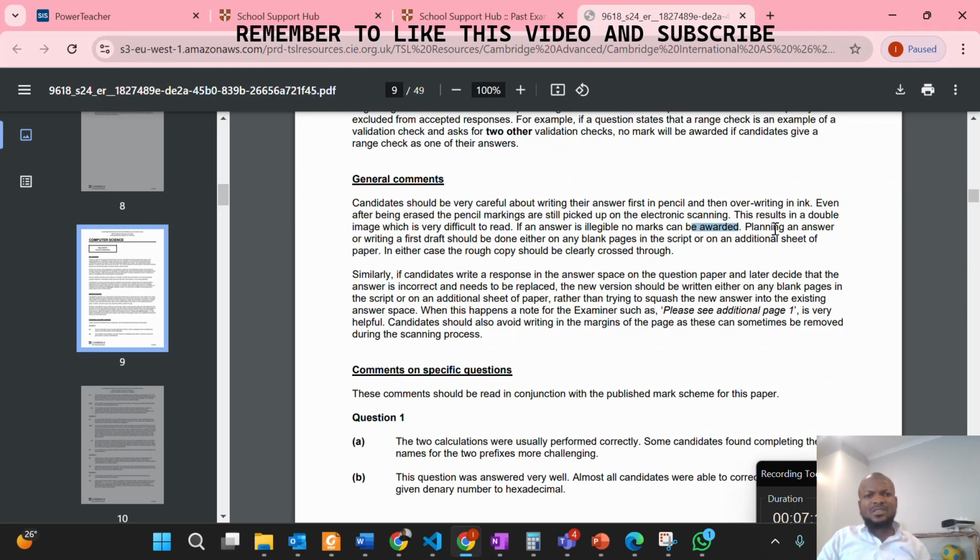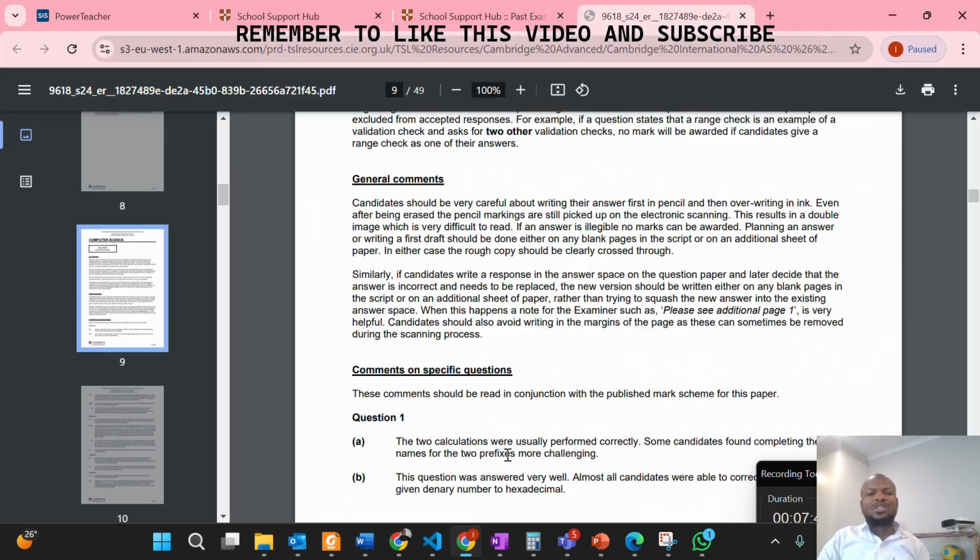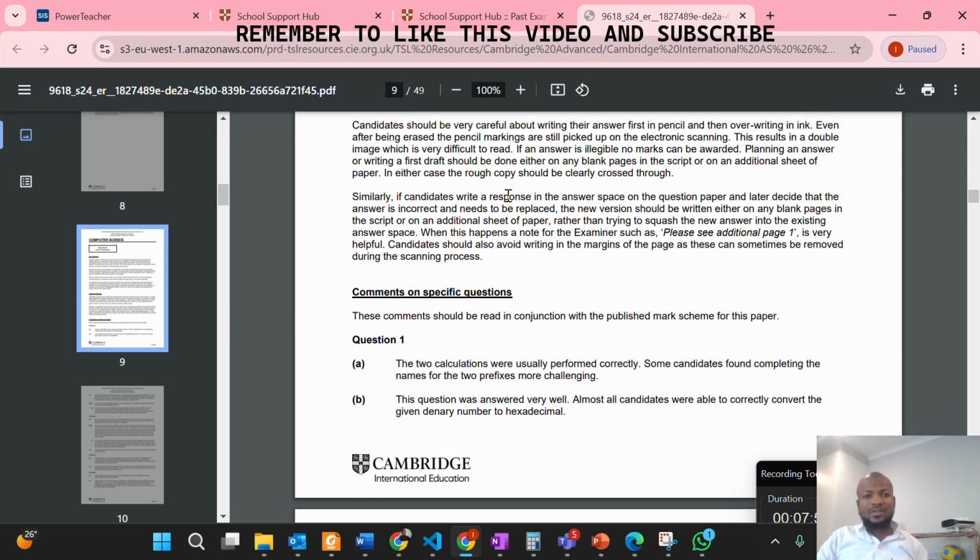Now, planning an answer or writing a first draft should be first done either on a blank page or in the script or in an additional script of paper. In either case, the rough copy should be clearly crossed through. So don't write in pencil here in your answer space and then put a pen on top. No, you can do that in an extra sheet or additional page provided in the question. So these are common mistakes students make in the exam questions and during exams, and this affects them. It affects their grades. Okay.